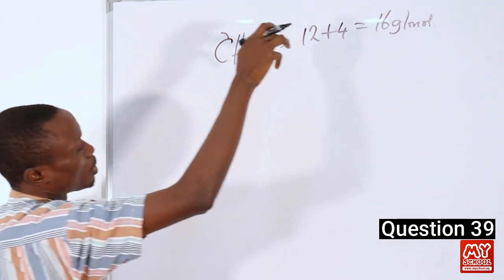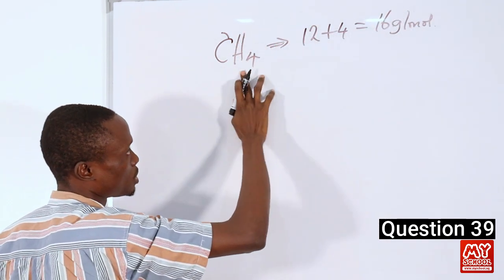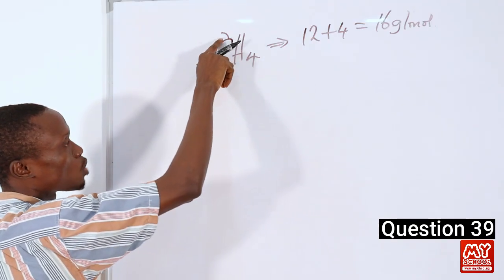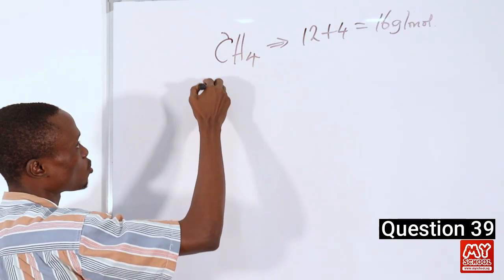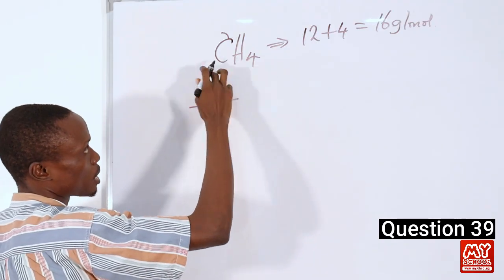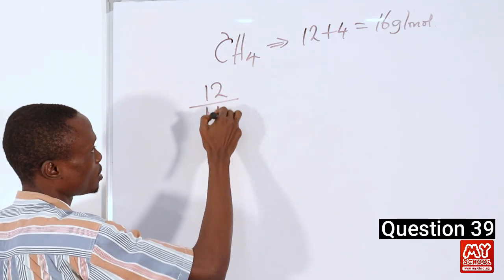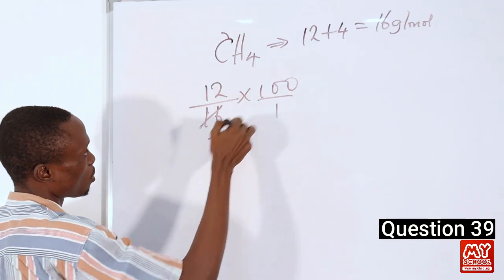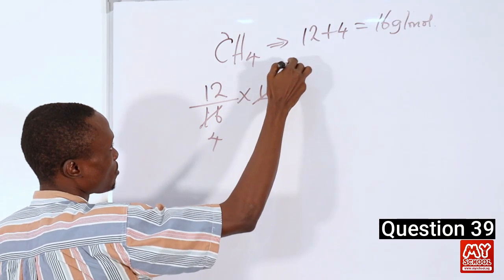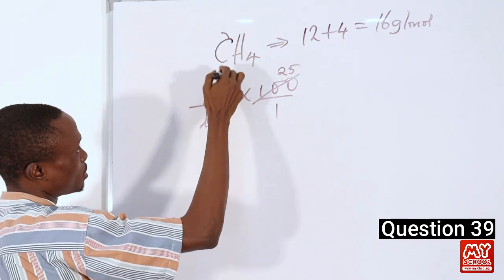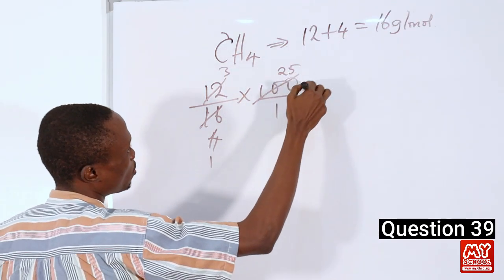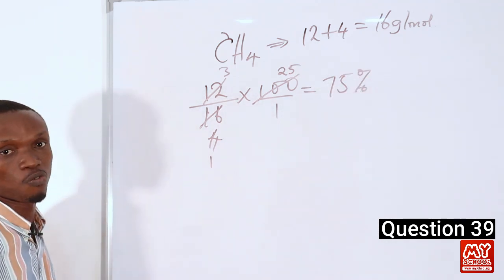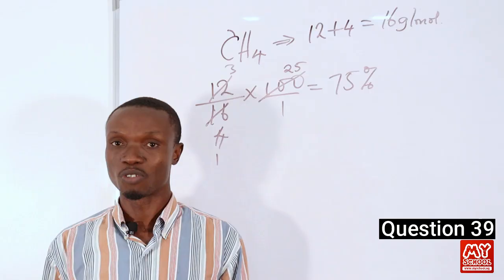Now that we know the molar mass of methane, we can calculate the mass percentage of carbon in methane. We know that the molar mass of carbon is 12. So we go 12 over the molar mass of methane, which is 16, times 100 over 1. 4 here will give us 4, 4 here is going to give us 25. Then 4 here is 1, 4 here is 3. Then 3 times 25 equals 75%. So the mass percentage of carbon in methane is 75%.